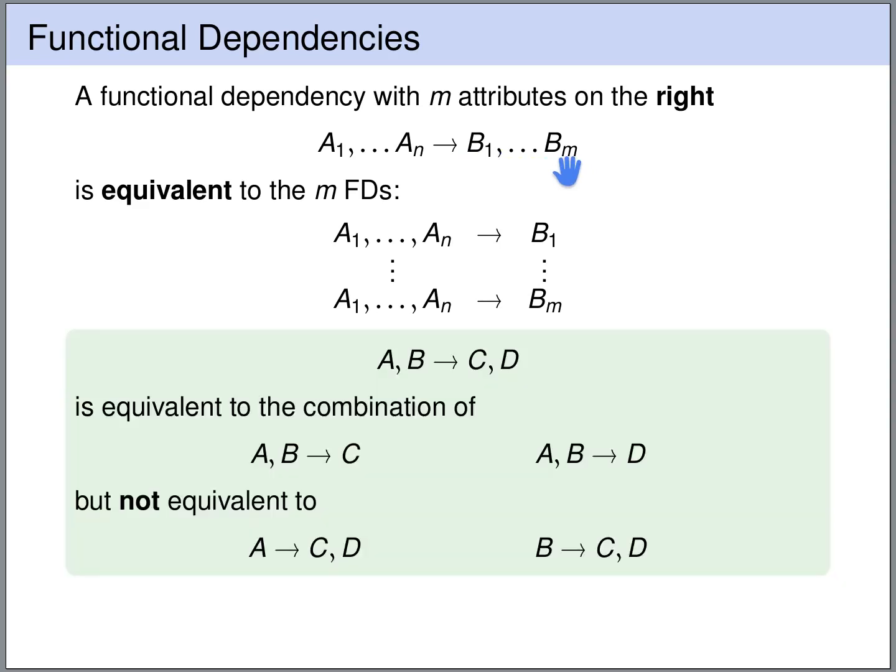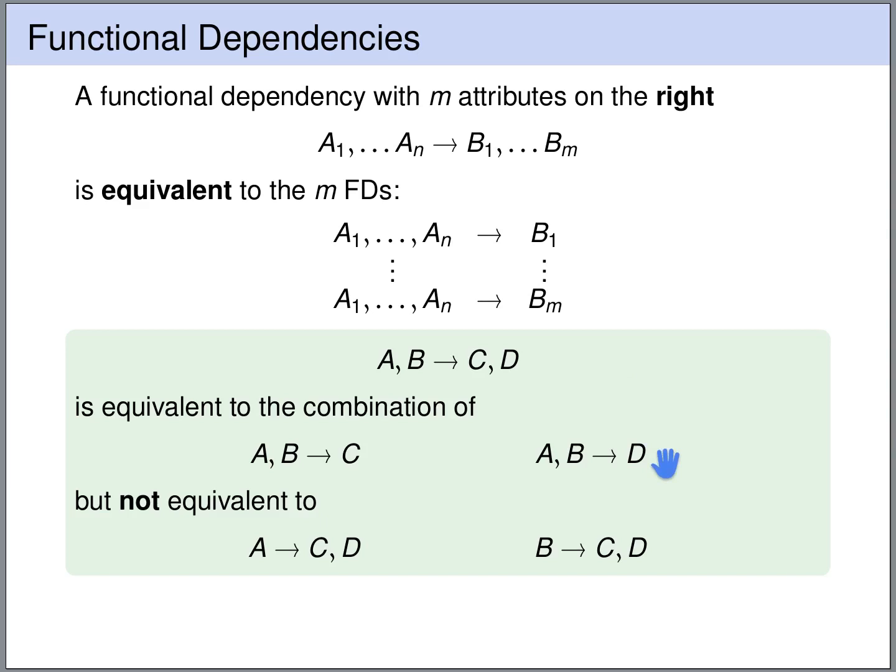So let's look at a simple example. Here we have a functional dependency with two attributes on the left and two on the right. A, B together uniquely determine the value of C and D. This is equivalent to saying that A and B together uniquely determine the value of C, and A and B together uniquely determine the value of D.